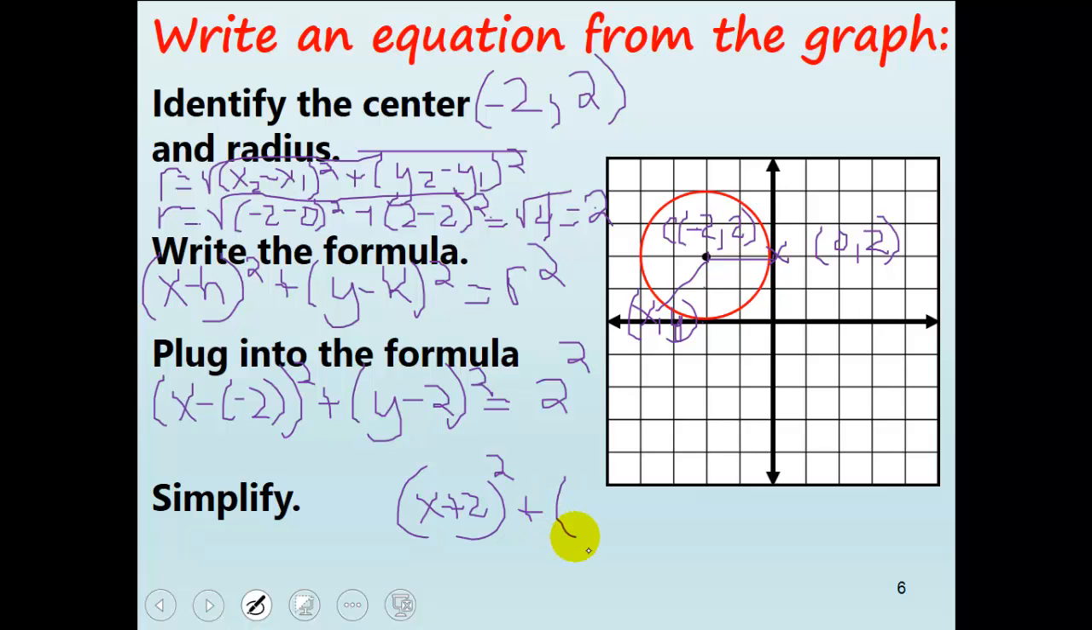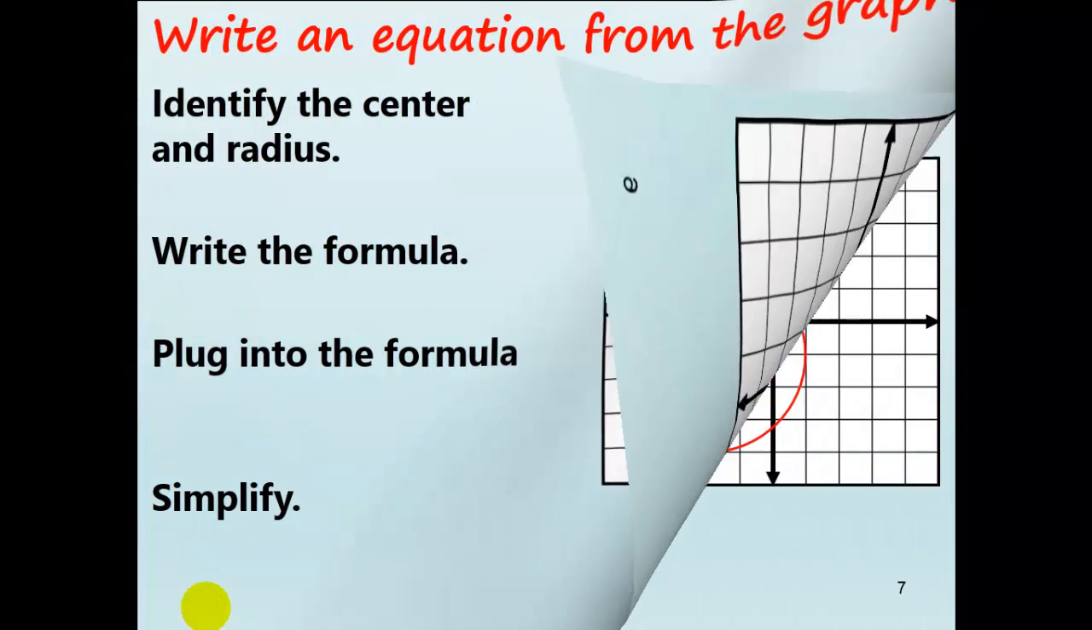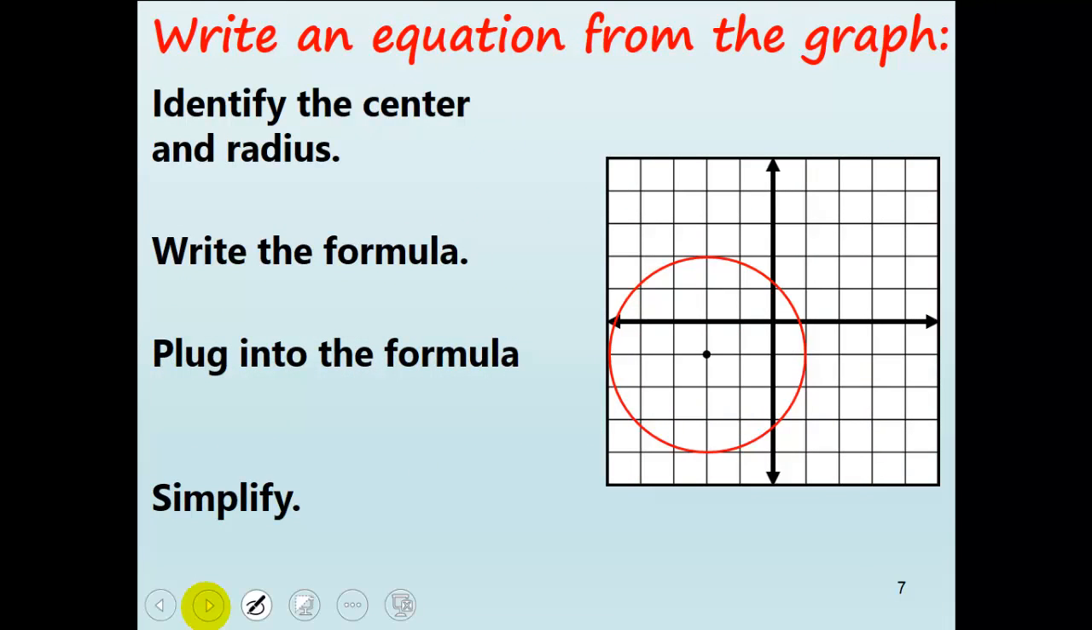Plus (y - 2) squared equals 4. And there's our equation of our circle. Okay? Now, I want you to complete this one on your paper, then answer the video question. And I'll be looking for this one tomorrow when I come around in class, all right?